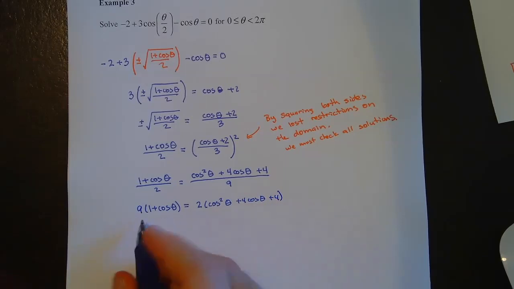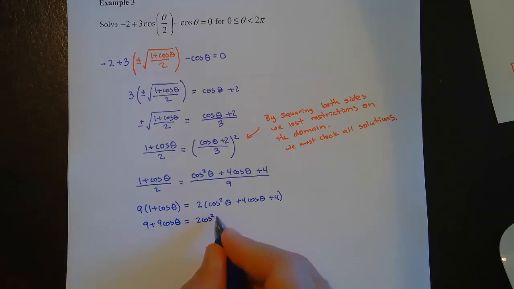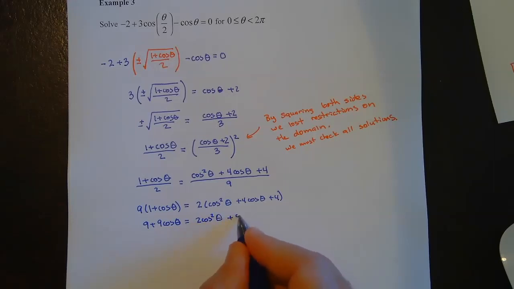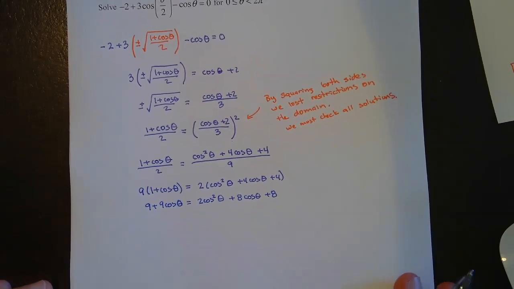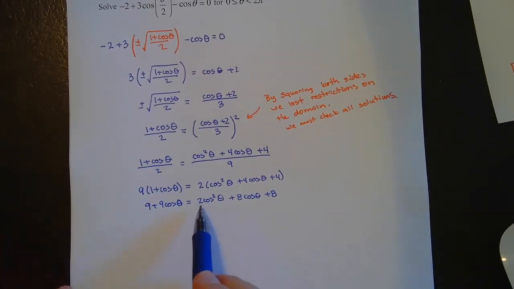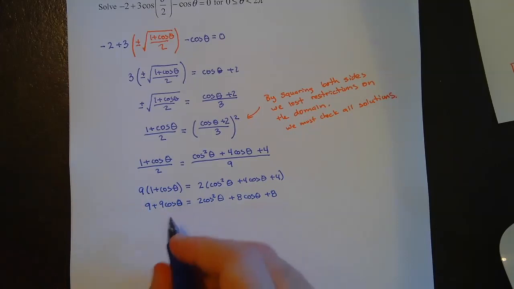Okay, now on this side, we'd have 9 plus 9 cosine of theta is equal to 2 cosine squared theta plus 8 cosine theta plus 8. Okay, so now we have something that's called quadratic form, right? So we want to get one side to be 0. Now this cosine squared is positive, right? So I'm going to want to make the left-hand side become 0. So I'm going to move these over here, okay? So the left side's going to become 0.